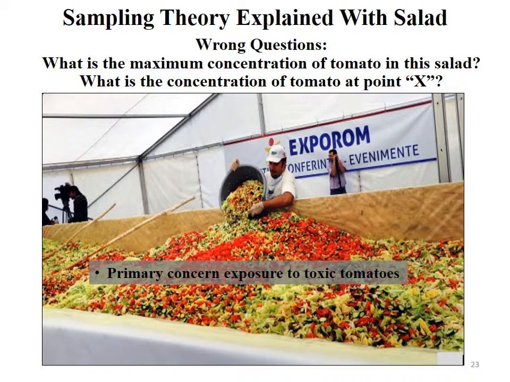So rather than get into details in sampling theory, the theoretical part, I want to explain it using a salad. In the end, it is really simple. Let's say you had a large salad here. Your primary concern was exposure to toxic tomatoes. Maybe you're allergic to tomatoes or something.